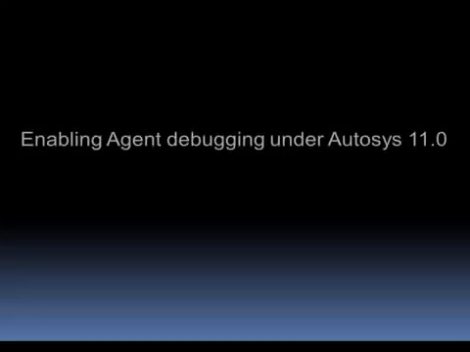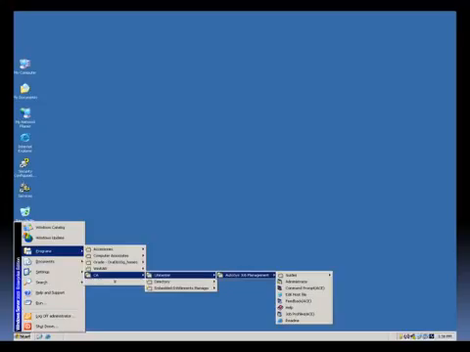This presentation details the steps for enabling agent debugging under AutoSys Release 11.0 for the Windows operating system. From the Windows Start menu, open the AutoSys Administrator Graphical User Interface by selecting Administrator from the CA folder.